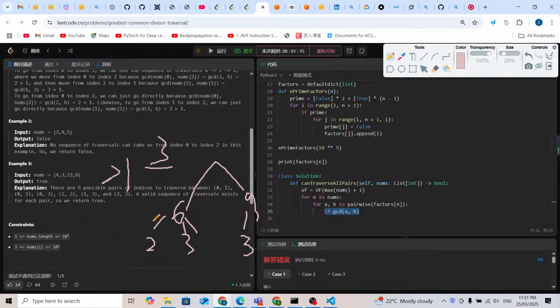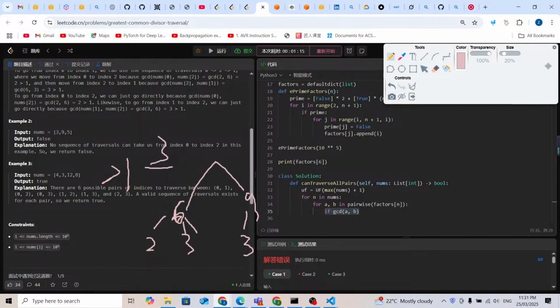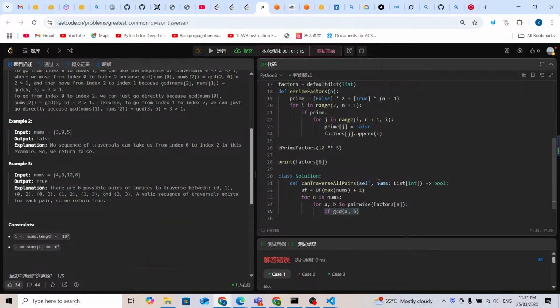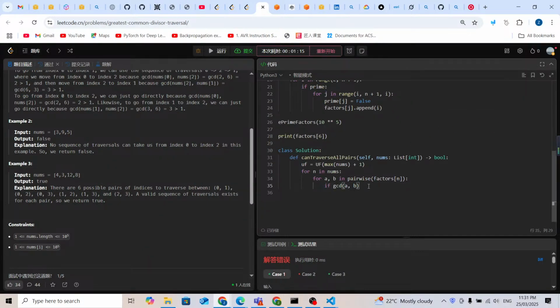Yeah, and I think now it should be clear enough for us to understand the problem. Because for 6 we only need to have 2 and 3. So I think this is okay. Yeah, so let's just continue the coding. So if it is pairwise, what are we going to do? We're going to union them together. Yeah, we're going to union all of them together.